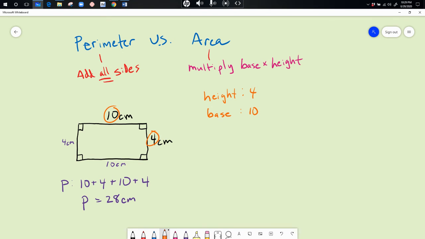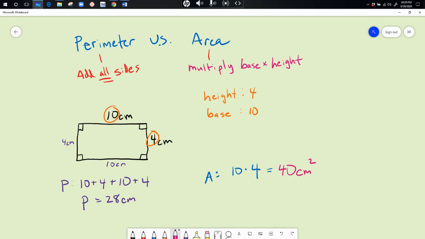Okay, so to find the area, now we can use this color. Area, we take the base, which is 10, and we multiply it by the height, which is 4. And we get 40. 40 what? 40 centimeters squared, or some people call it square centimeters.